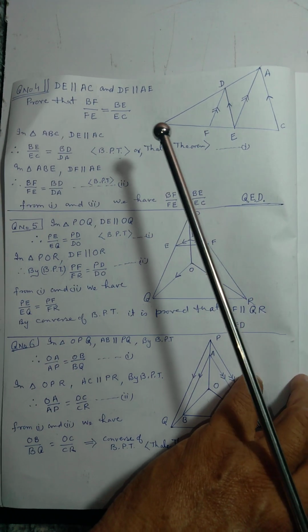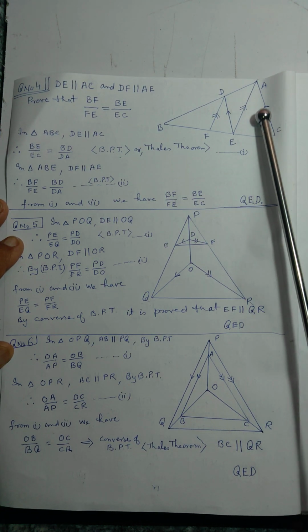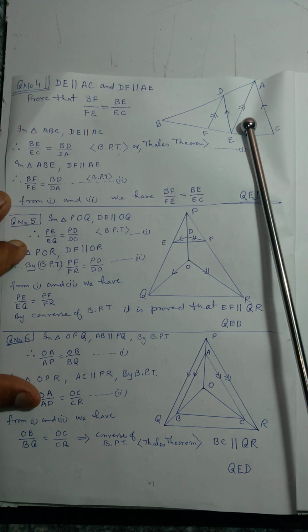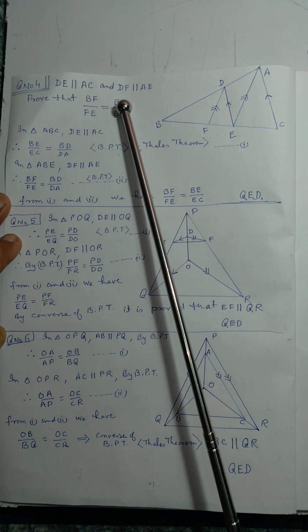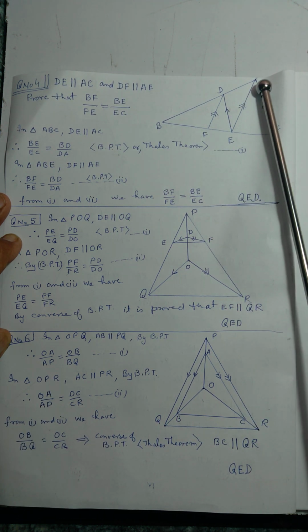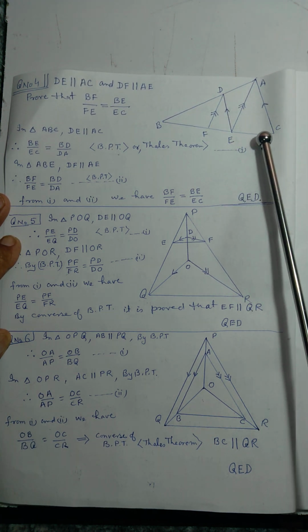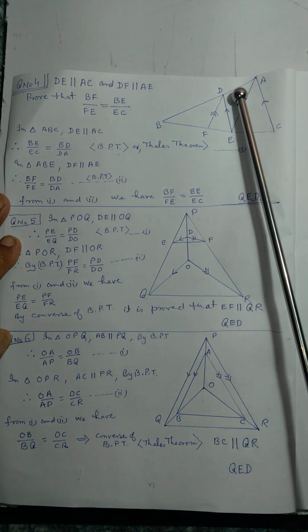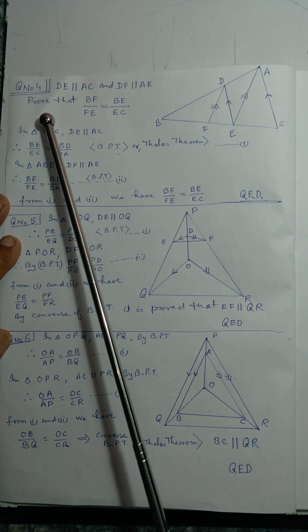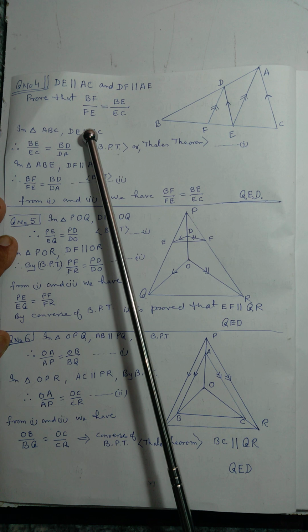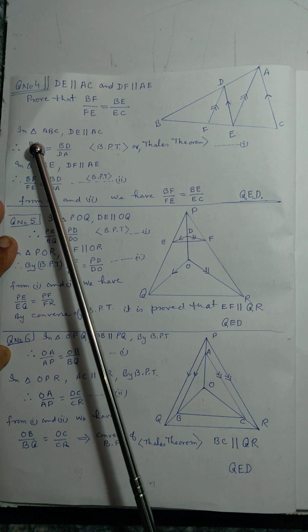Now proceed, question number 4 is here, you see, DE is parallel to AC. Prove that, side by side, DF is parallel to AE. You see, by arrow mark I have represented it. DE is parallel to AC and DF is parallel to AE. Now, we have to prove that BF upon EF is equal to BE upon EC.